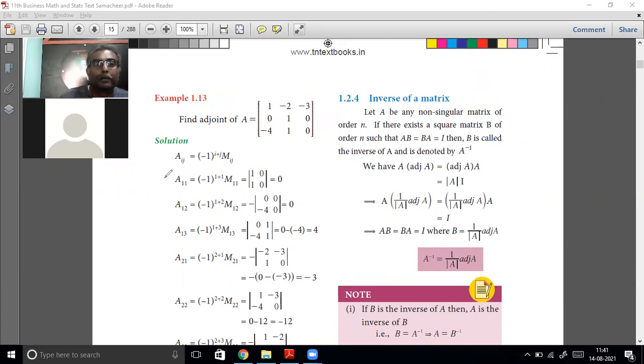So the adjoint entry a of i comma j is minus 1 to the power of i plus j times M of i comma j. M of 1,1 is 1, 0, 1, 0. So 1 into 0 minus 0 into 0 is equal to 0. So minus 1 into 0 is also equal to 0. So this is correct. Then a12 is minus 1 to the power of 1 plus 2, that is cubed.